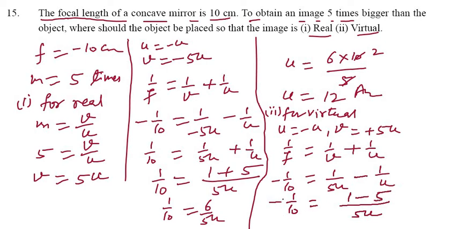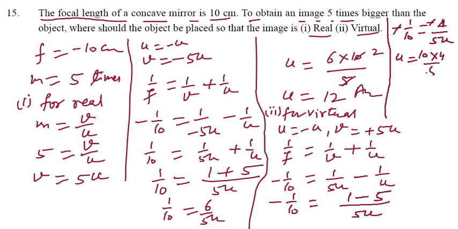So what will happen? You can go on the next page, or you can say here. So minus 1 upon 10 is equal to minus 4 upon 5. So u will be equal to, minus cancels minus, so u will be equal to 10 into 4 divided by 5. 5 ones are 5, 5 twos are 10. So u will be equal to 8 centimeter. So that one is your next answer.